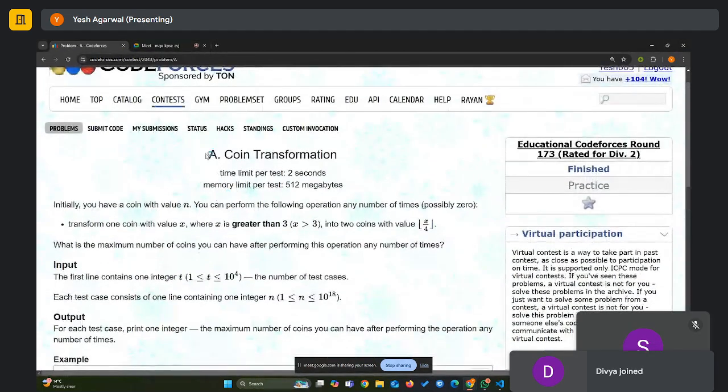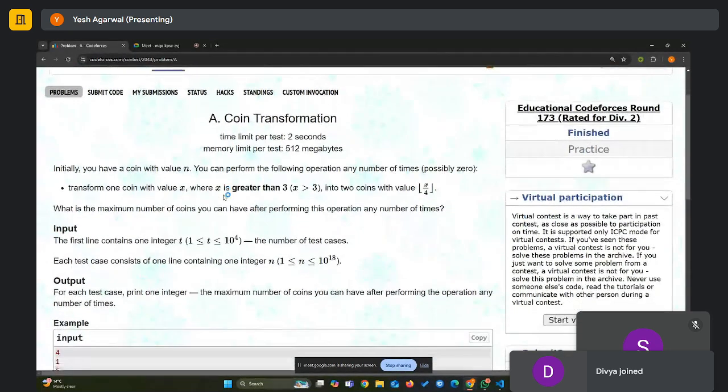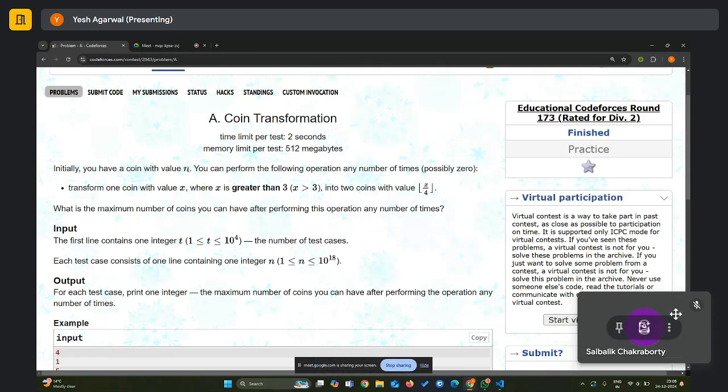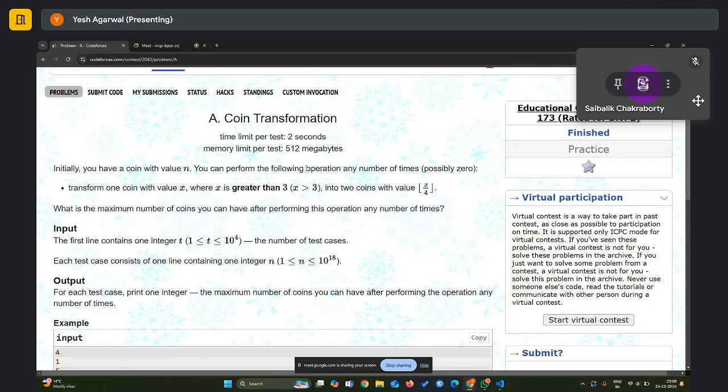So first of all, we will be discussing question number 8. It's a really simple problem. It just gives you a value n, and each time you can select that n and divide it by 4, basically the floor value. For example, let's say there's 7. You will divide it by 4, and you will end up with 1 instead of 1.75. So floor division. You will keep doing this until x reduces below 3 or gets equal to 3.